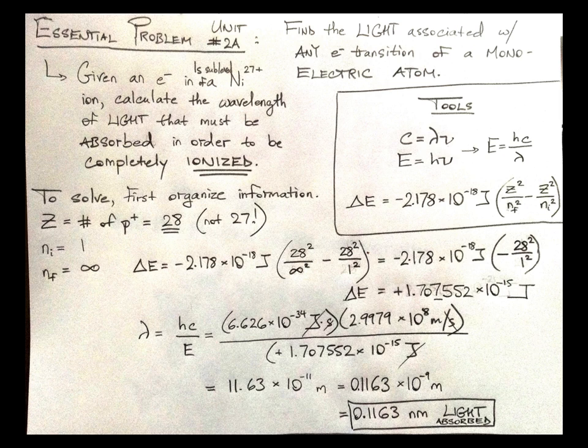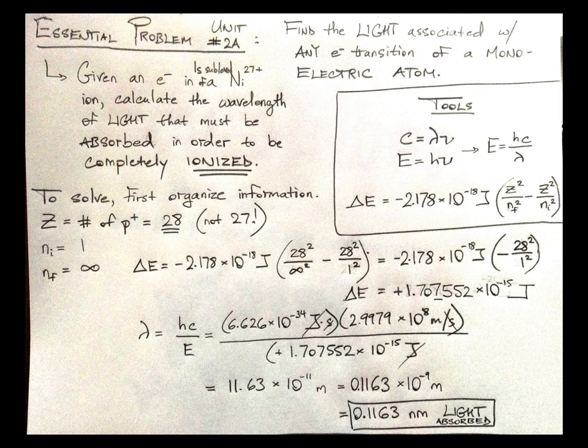Z is the number of protons, and make sure that you have this correct. It is not 27. 27 plus is the ionic charge. Looking on the periodic table, nickel has 28 protons. Therefore, Z must be 28.